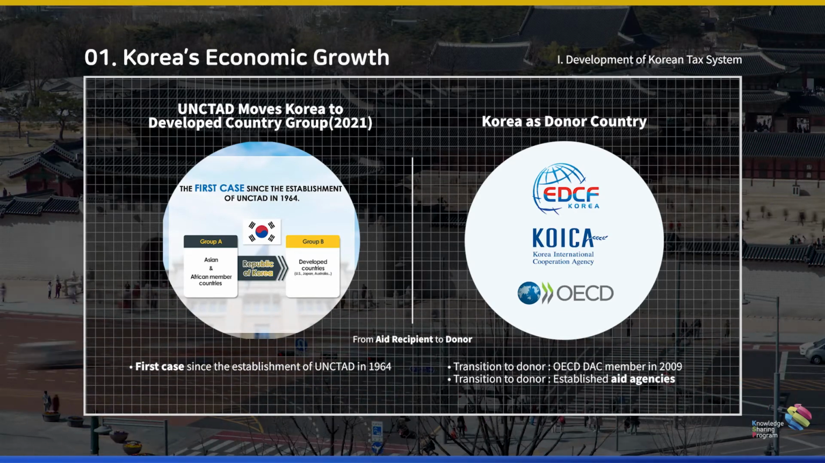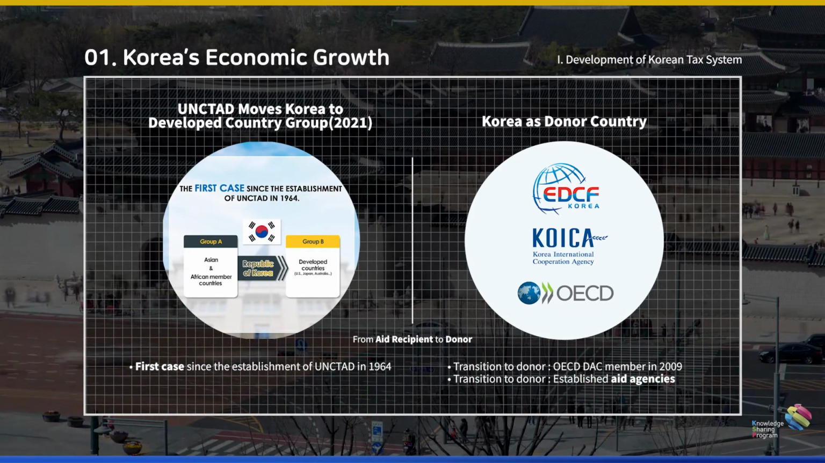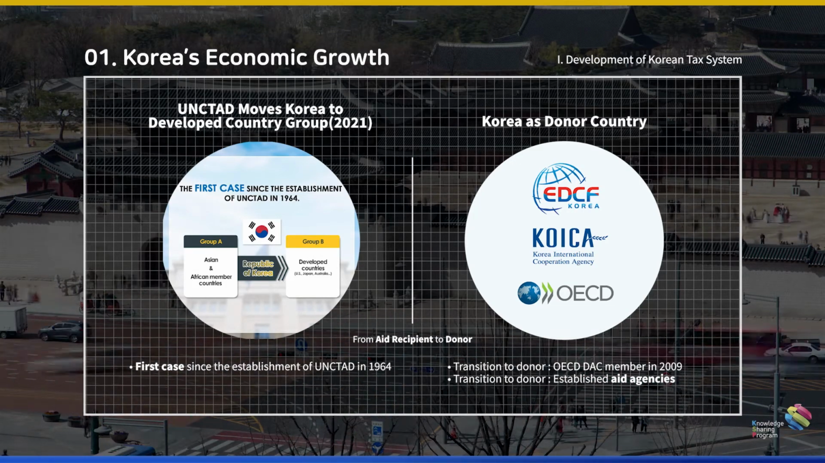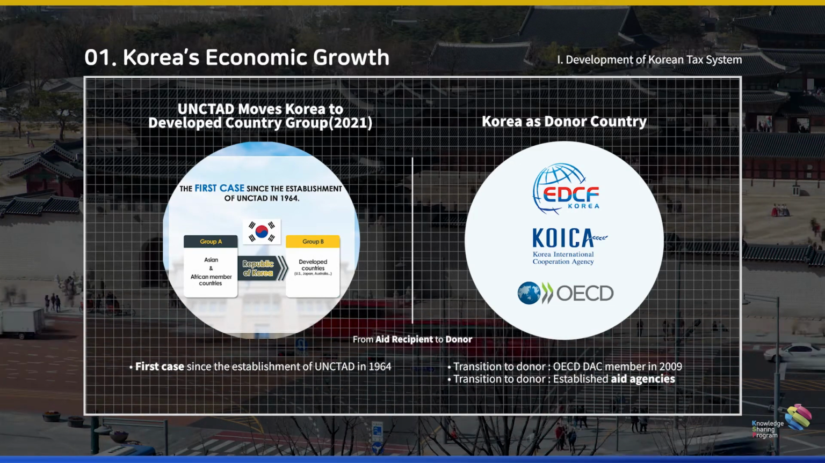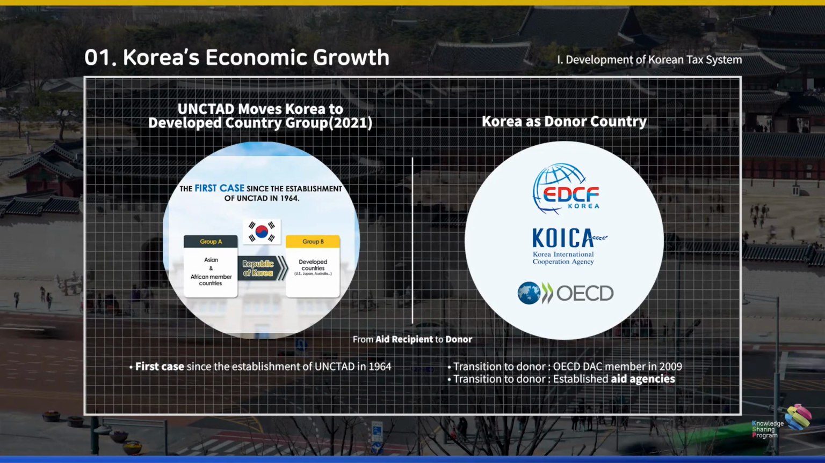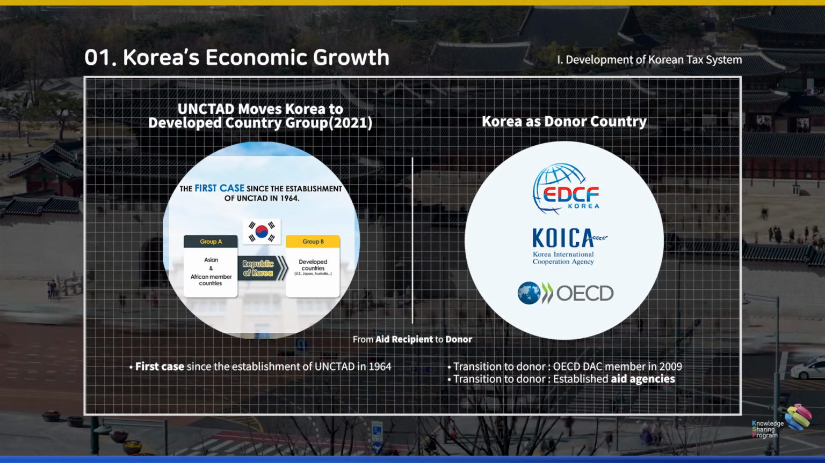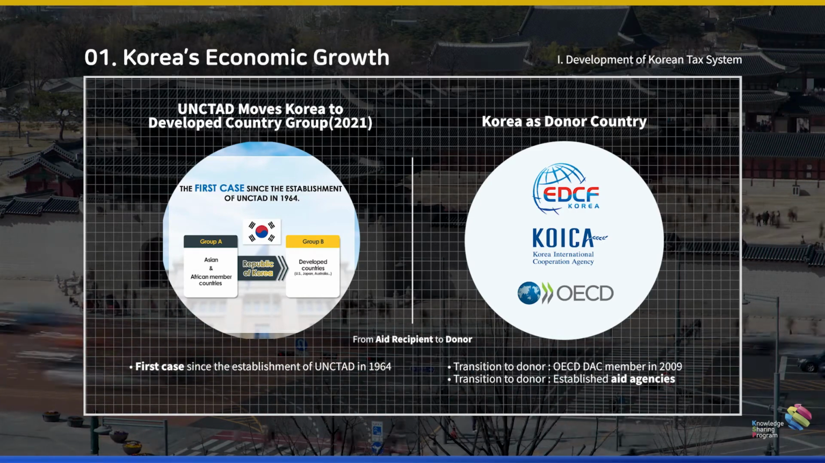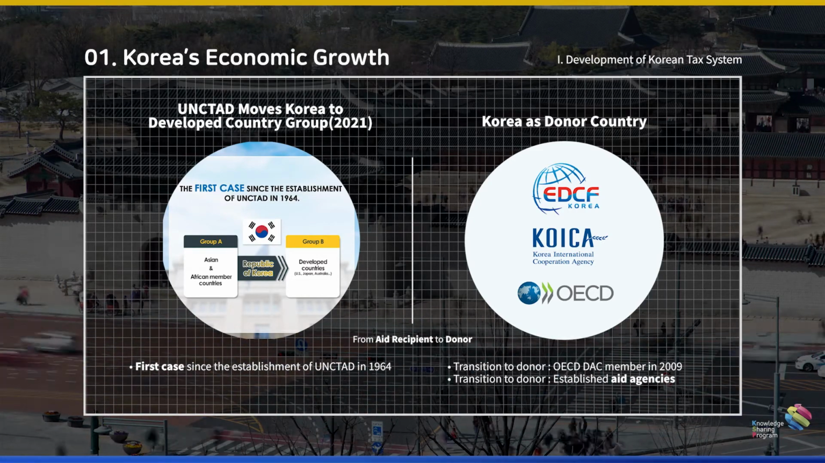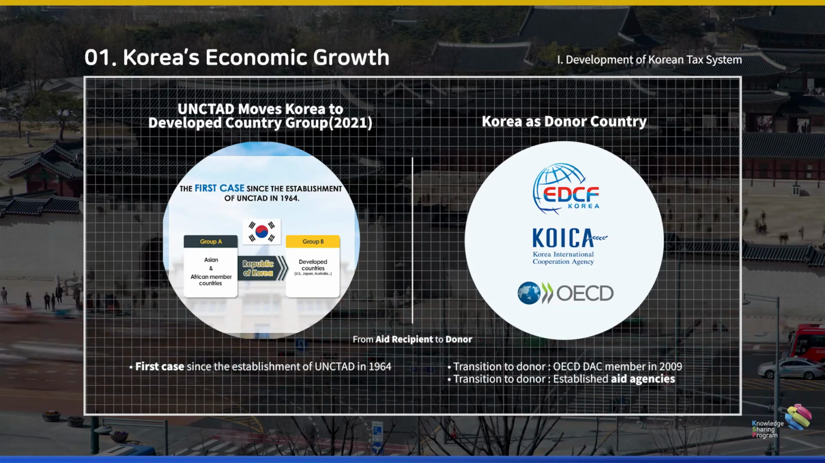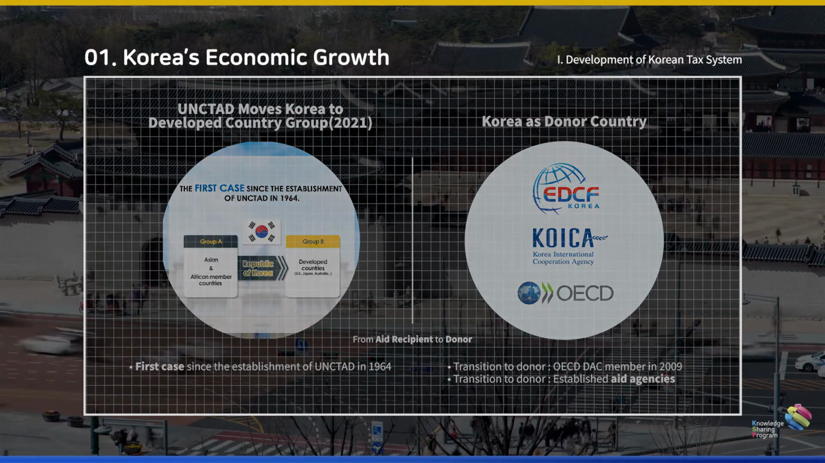since the establishment of the UNCTAD in 1964. From 1945 to 2000, South Korea was an aid recipient, and many of its social infrastructures were rebuilt through economic aid from abroad. To pay back what we owe to the global community, South Korea established aid agencies in the 90s and became the first recipient country to join the OECD DAC in 2009.